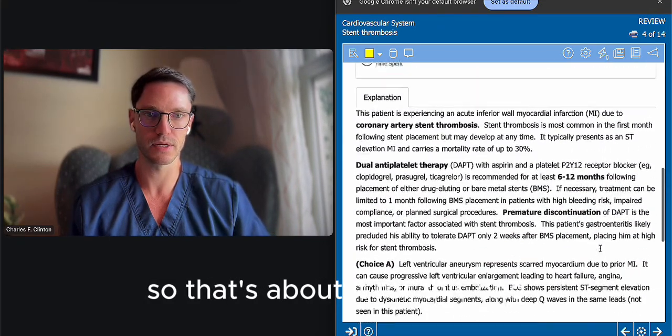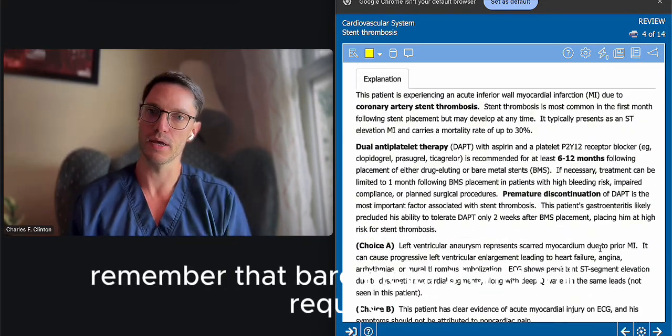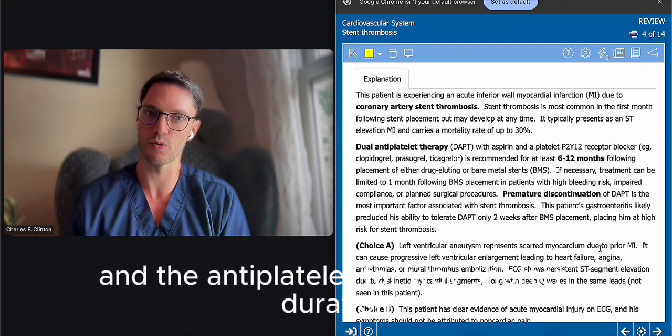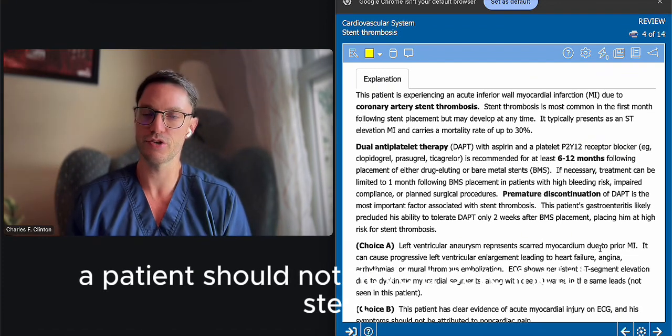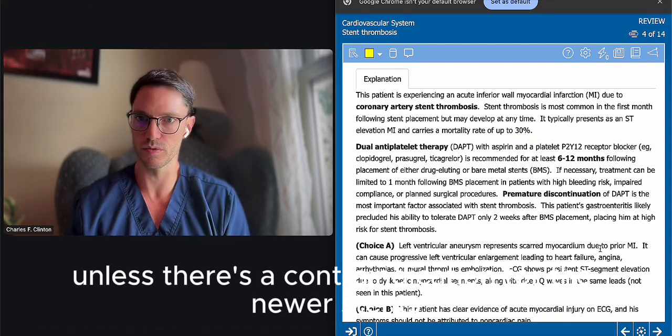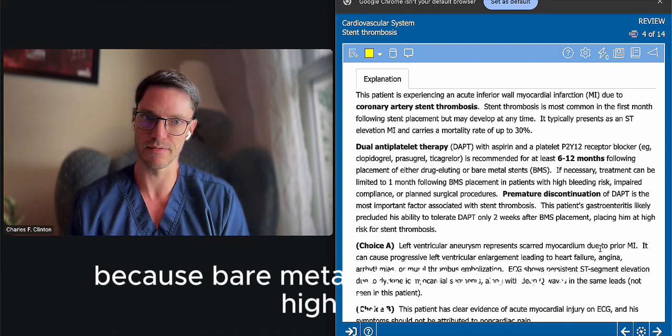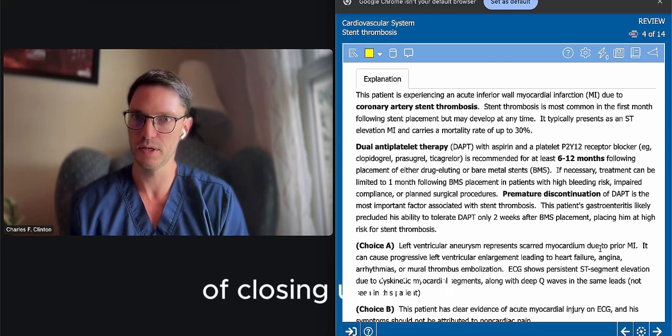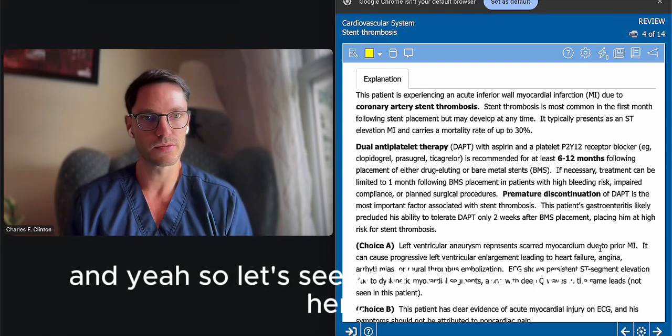So that's about it for this one. Remember that bare metal stents will require the antiplatelets for a way shorter duration. A patient should not have a bare metal stent unless there's a contraindication for the newer stents, because bare metal stent has a very high risk of closing up initially. And yeah, so let's see what else we have here.